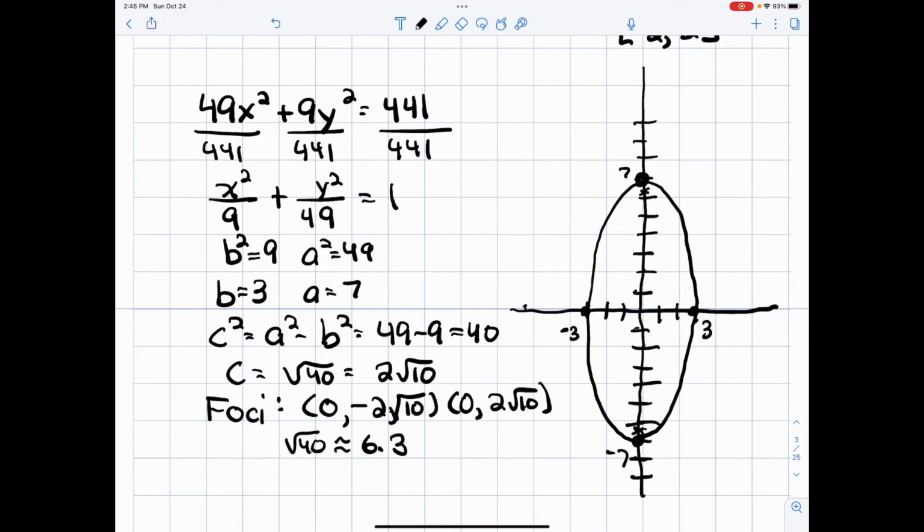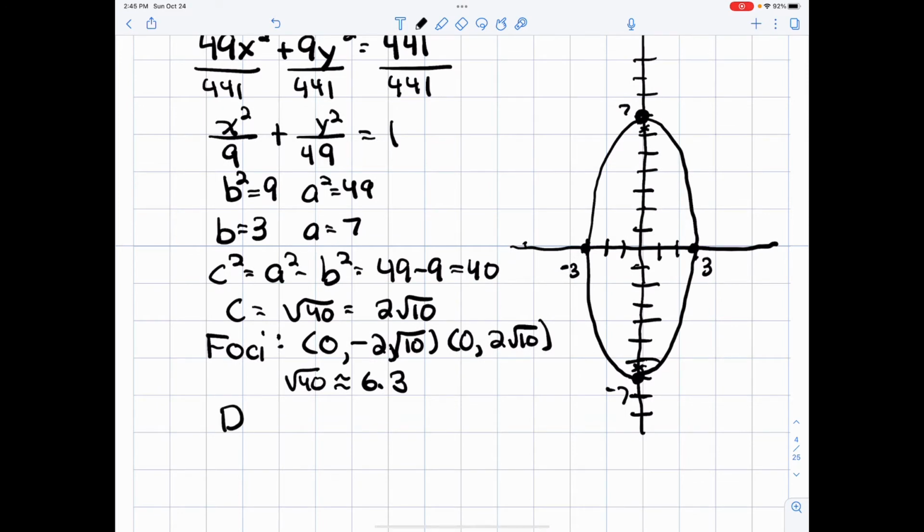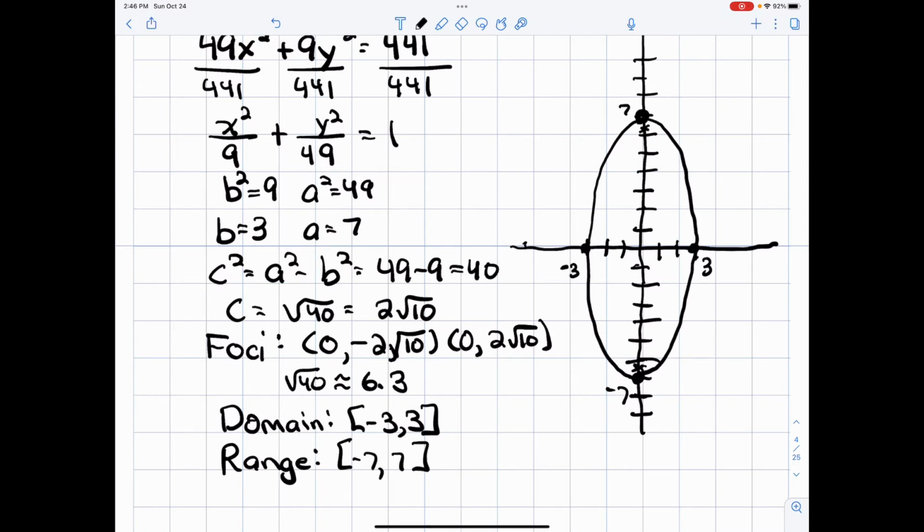Okay, what else did we have to identify? So we did the ellipse. We have the coordinates of the foci. And finally, we did not do domain and range yet. So domain, that's still your x values. So it goes from negative 3 to 3 with brackets because those points are included and everything in between is included. And then range, we'll use negative 7 to 7. Goes down to negative 7 and up to positive 7. And there you have it.